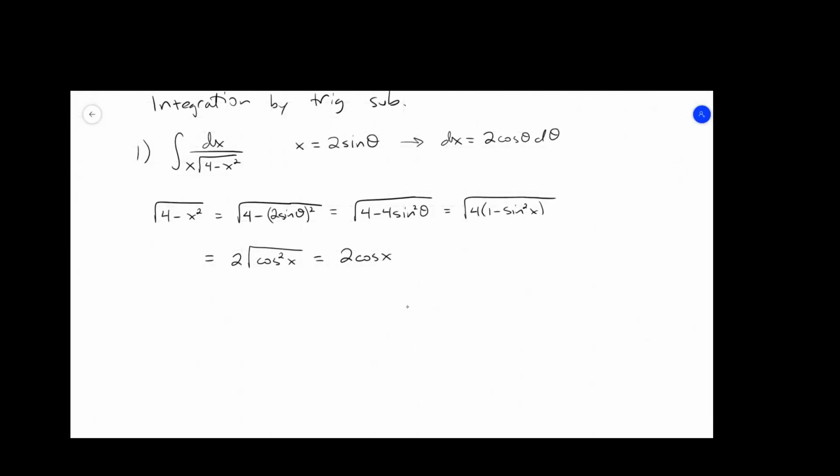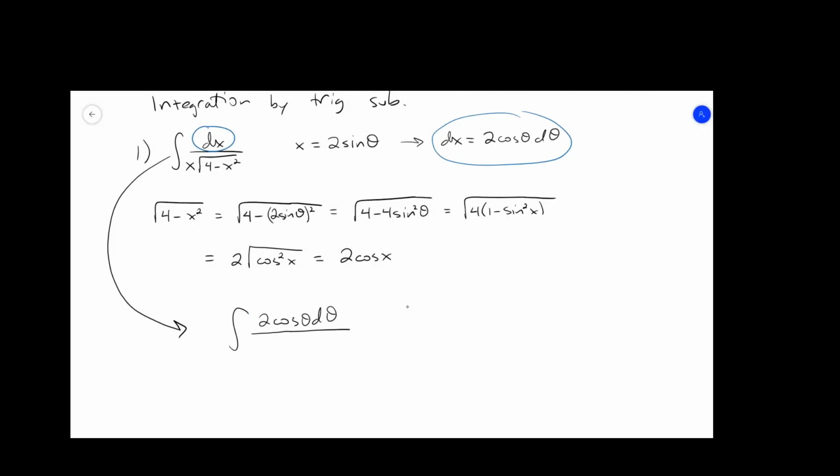Now, with all this in mind, and the dx as well, see what happens to the original integral. Well, let's see. In the numerator, we said dx is going to change into 2 cosine theta d theta, right? That's the dx that's right here. Dx here becomes this term right here.